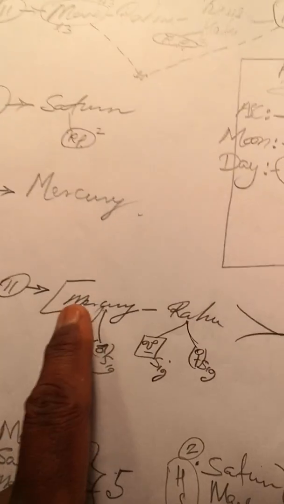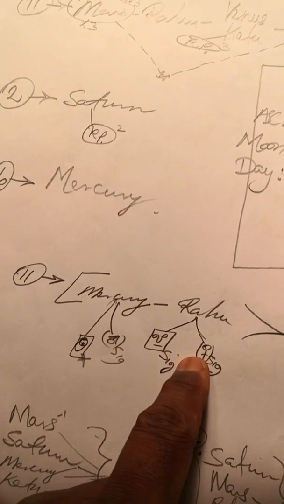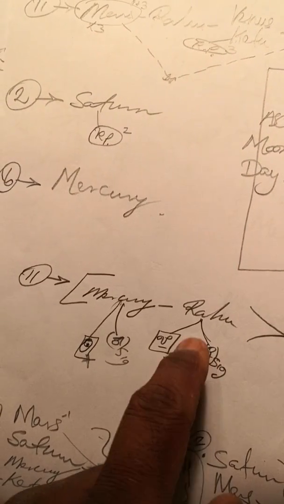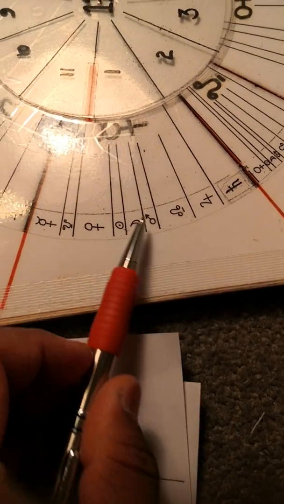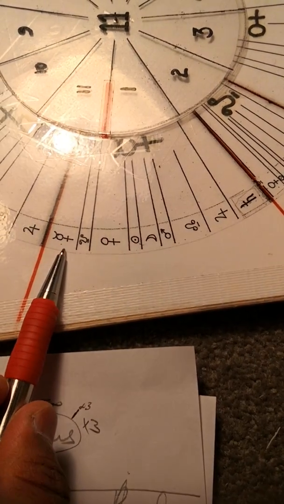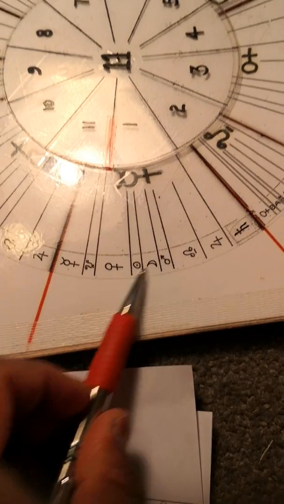So just use the cusp sublord position, because that is the significator which is going to be stronger than Rahu. As you can see, there's a huge gap here. This is very important. Rahu and Venus have a huge gap, and that gap makes the whole difference.